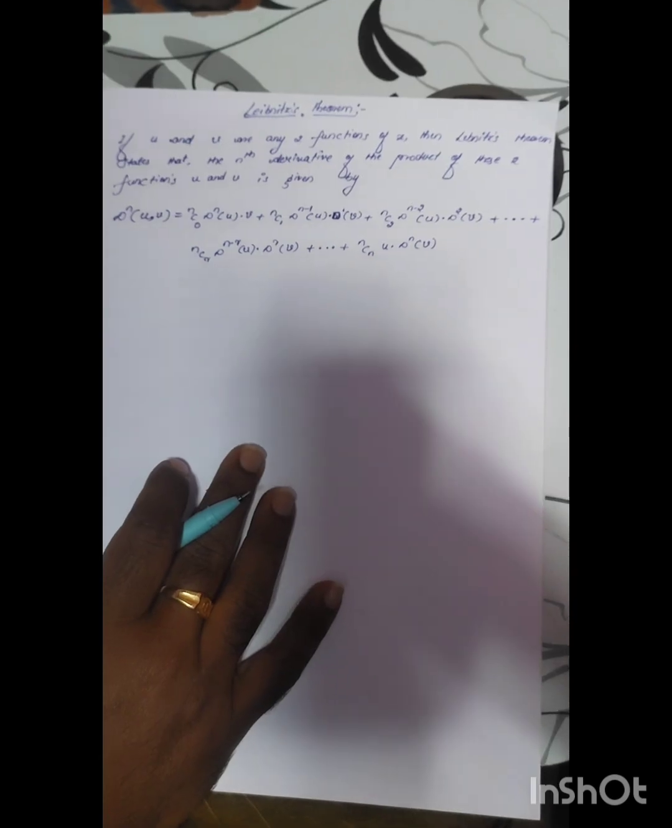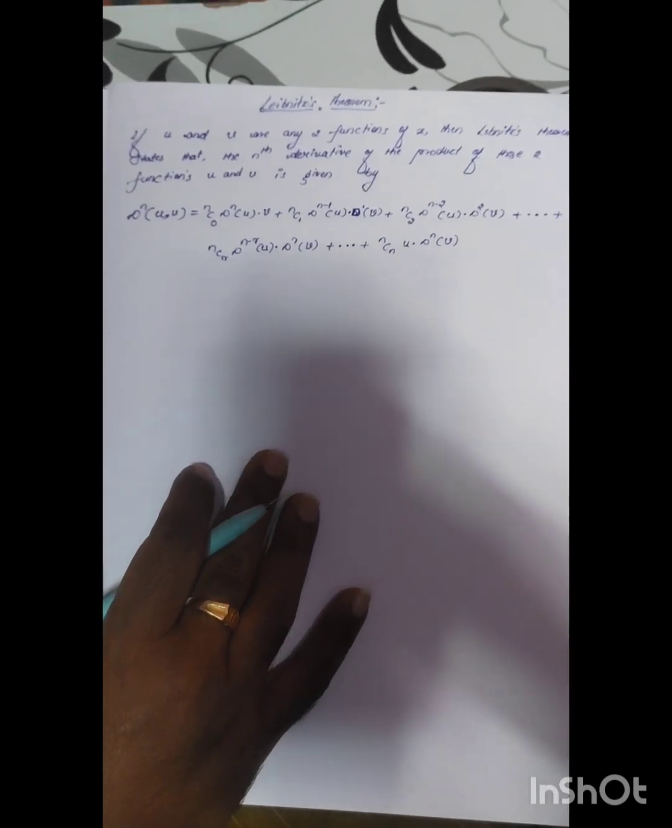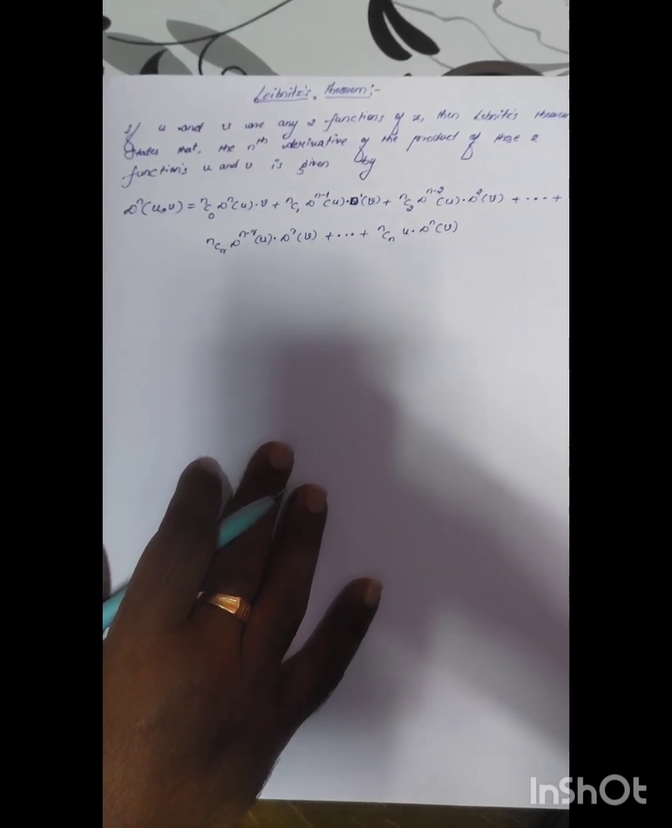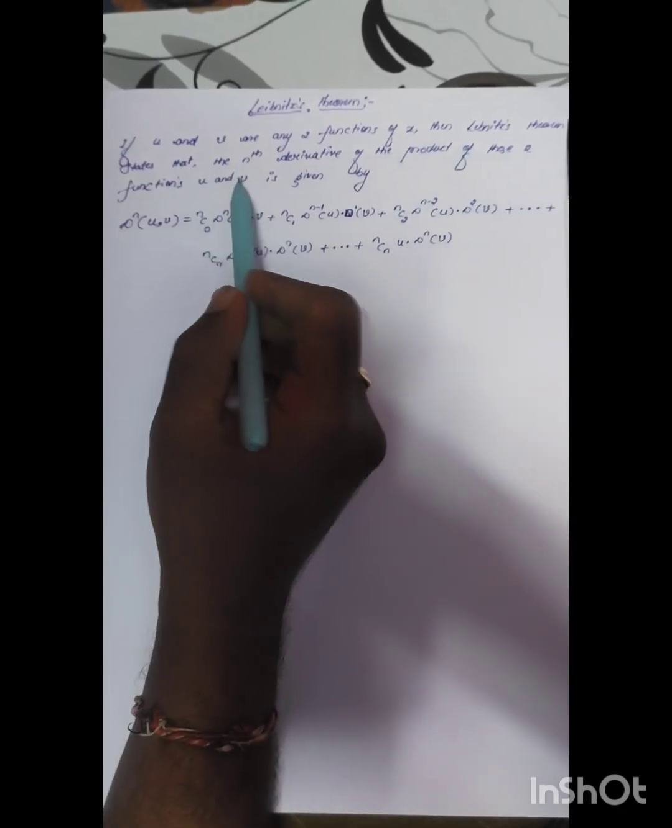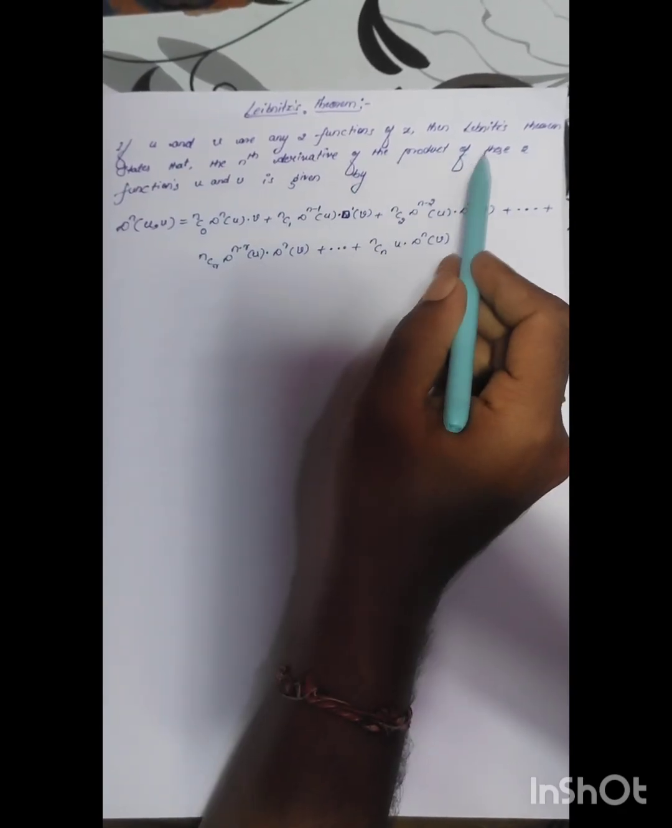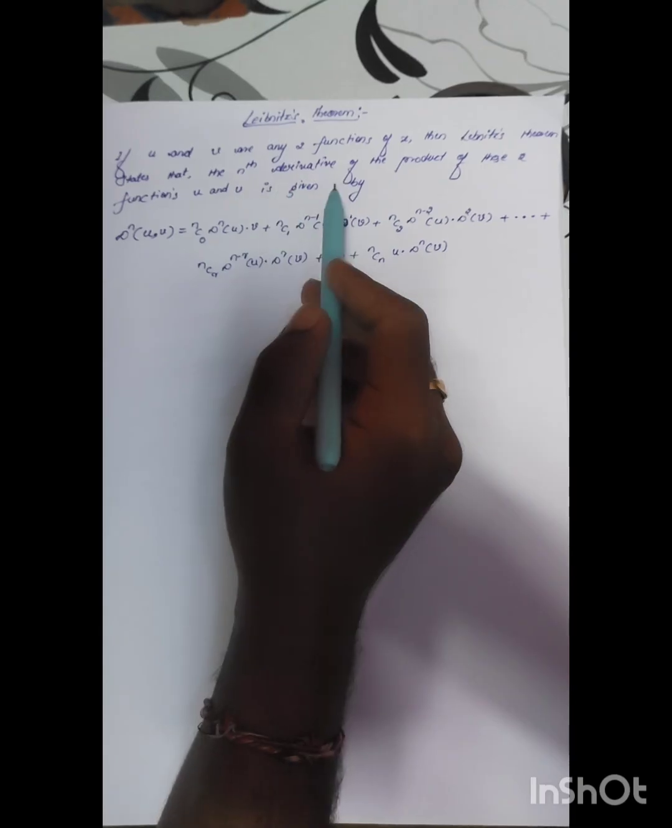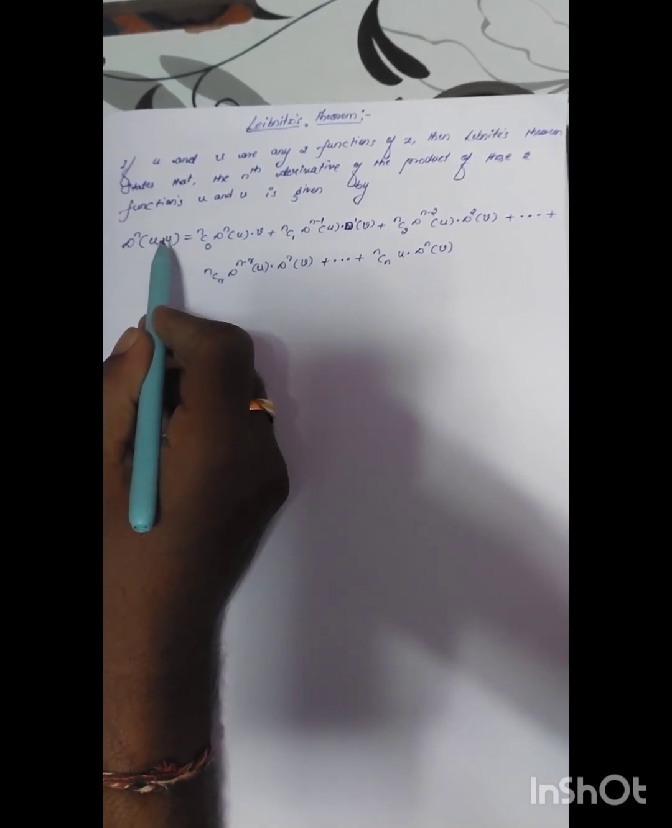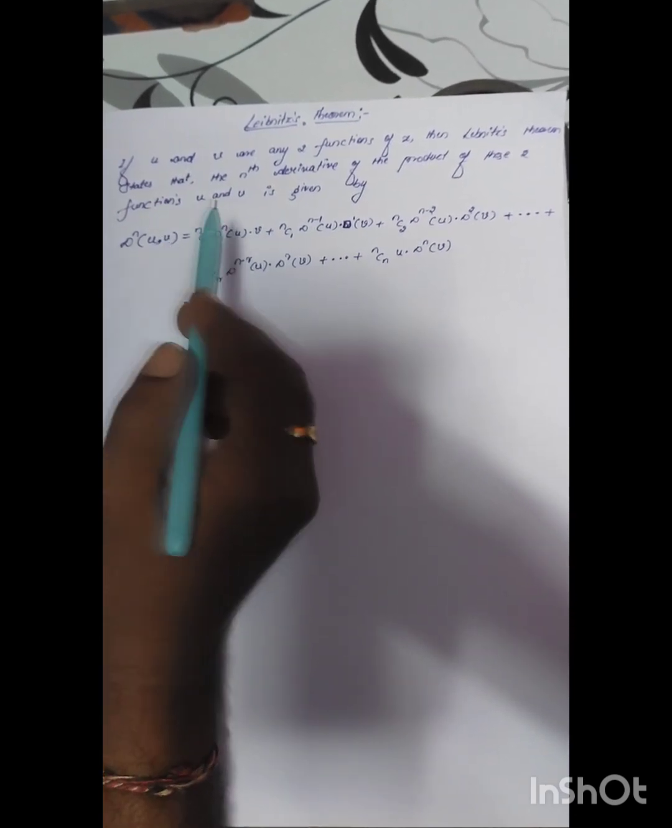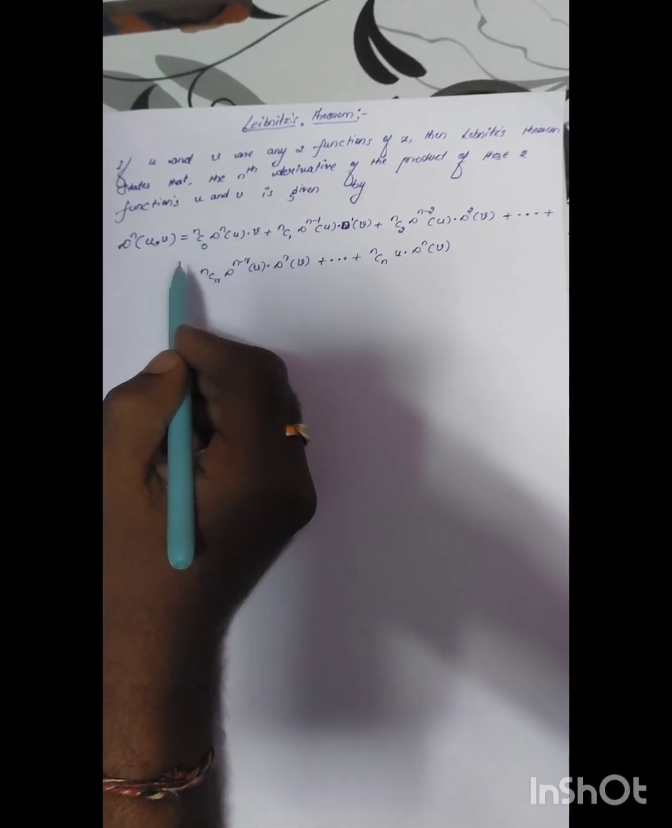So in today's video we will see Leibniz theorem and its proof. What Leibniz theorem states is that if u and v are any two functions of x, then the nth derivative of the product of these two functions u and v is given by d raised to n of u into v. That is, if u and v are two functions, the nth derivative of their product is to be determined. So Leibniz has given an expansion.